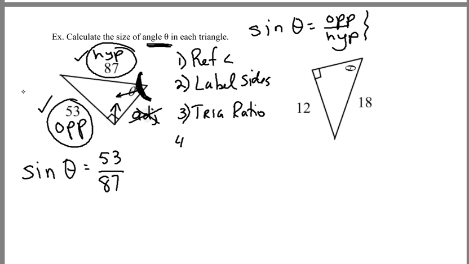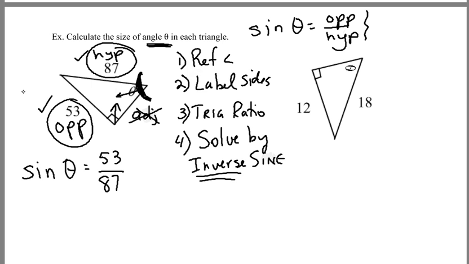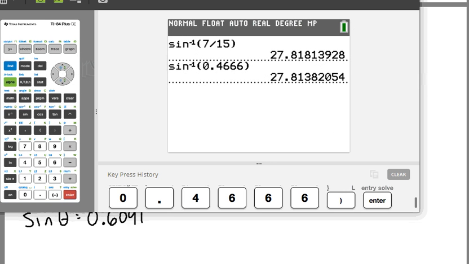The fourth and fifth step kind of go together. What are we doing? We now solve by inverse sine. So we need inverse of sine, or if you prefer, we need to do 53 divided by 87 to get the decimal, 0.6091, and then inverse sine. Let's try it out on our calculator, see what we get.